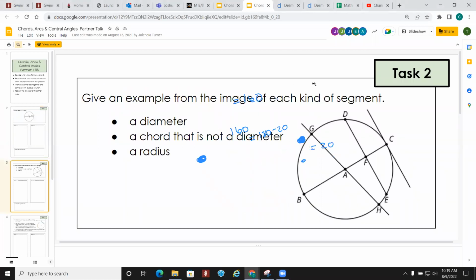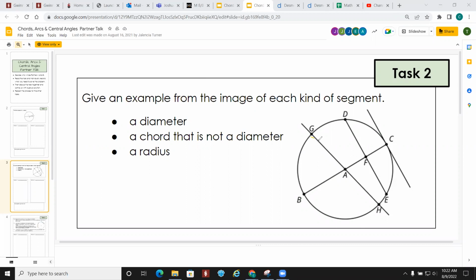All right, let's look at task number 2. It says, give an example from the image of each kind of segment. So you're telling me which one is a diameter, a chord that's not the diameter, and a radius. Draw the picture on your paper. Take 5 minutes, and then we're going to talk about it. Okay, I'm going to do this pretty quickly and show you all the ones that I came up with.